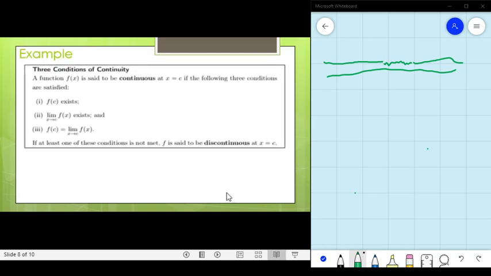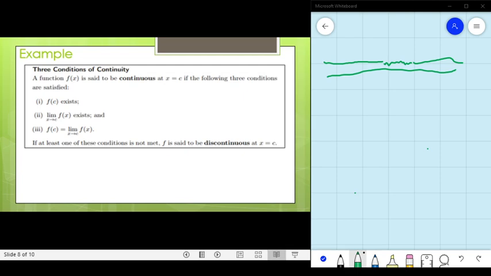Okay. What are the three conditions of continuity? A function is said to be continuous at x equals c if the following three conditions are satisfied. Meaning, you do not need to draw your graph as long as these three conditions are satisfied. So we can say that the function is continuous.